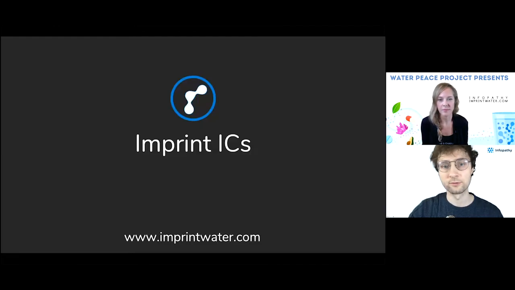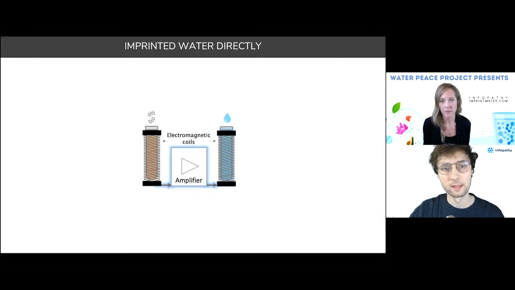First of all, let's talk about imprint ICs, this type of infoceuticals. Again, as I was talking about previous time, initially they used the following technique. They would use electromagnetic coils to capture the signal from some substance diluted in water. Then that signal would be amplified, and with another electromagnetic coil it would be applied to just pure water. So we would accomplish such a transfer to the water.